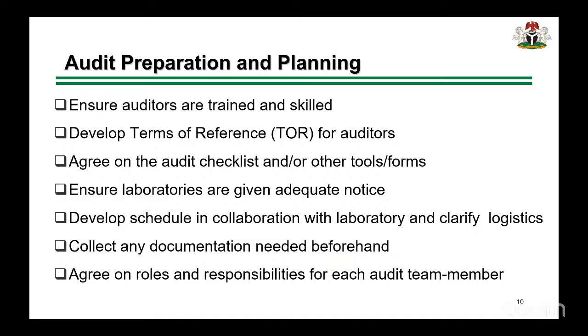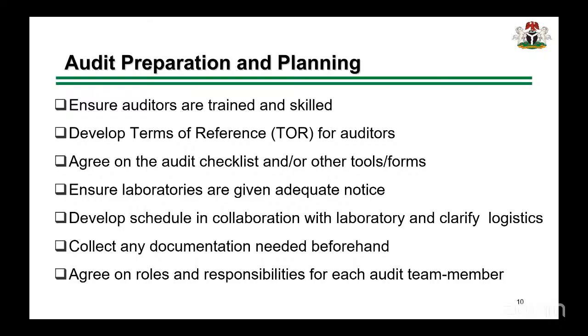So, we want to talk about audit preparation and planning. What are we looking at? Ensure that auditors are trained and skilled. Develop terms of reference for auditors. What is the term of reference? Agree on the audit checklist and the tools and the forms that should be used. Ensure the laboratories are given adequate notice. Develop a schedule in collaboration with the laboratory. Collect any documentation needed beforehand. Let's say, for example, some manuals, because you may not have the time to access them when you are there. So you need to collect all this information beforehand.